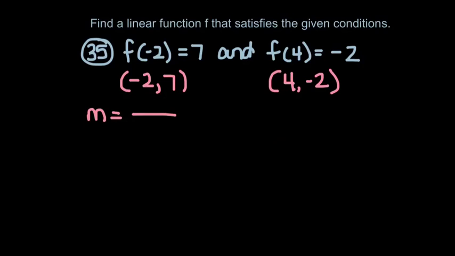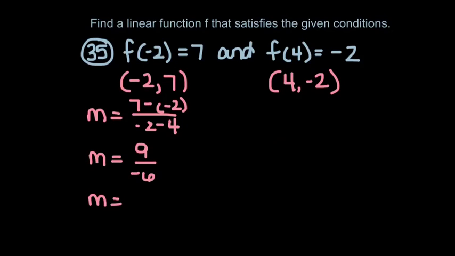I will subtract the y-coordinates, so that is 7 minus a negative 2. I have the 7, which is the y-coordinate of this point, the negative 2, which is the y-coordinate of this point. And then in the denominator, I'll subtract my x's, which gives me negative 2 minus 4. If I simplify, I have positive 9 over negative 6, which simplifies to negative 3 halves. My slope is negative 3 halves.